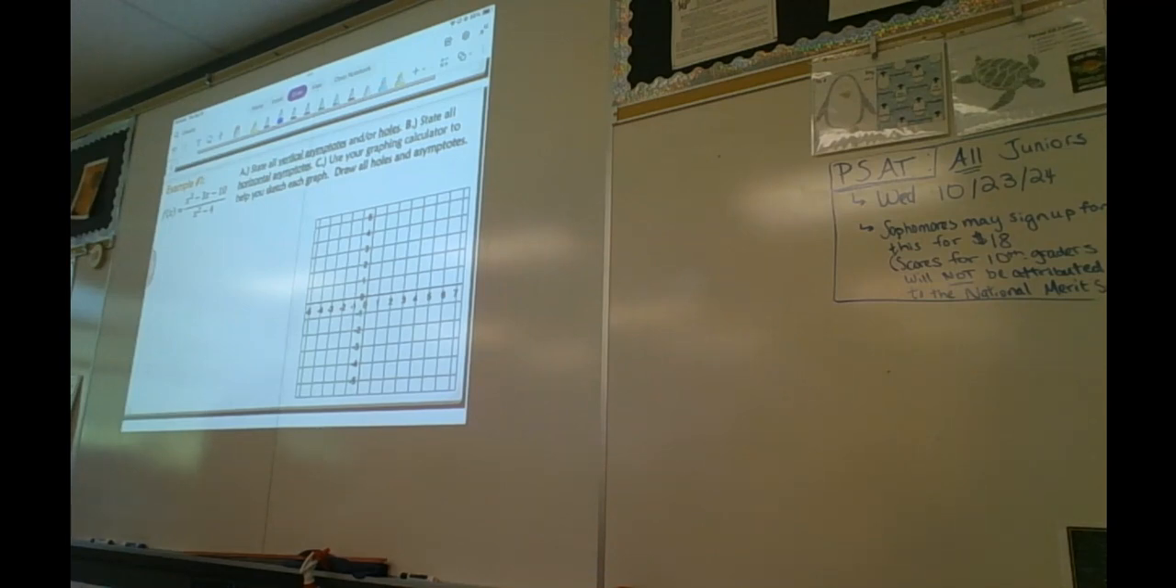So I think this is, I'm sorry, I have different directions. It should be B, and this is C, and then D is to sketch. Okay. All right, so we have to factor everything, okay? So we're going to factor our numerator by using the X method, okay?